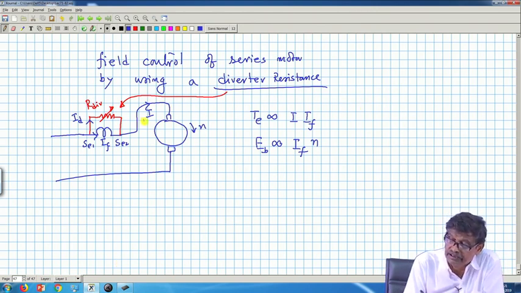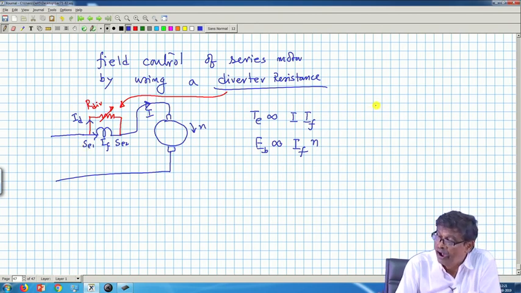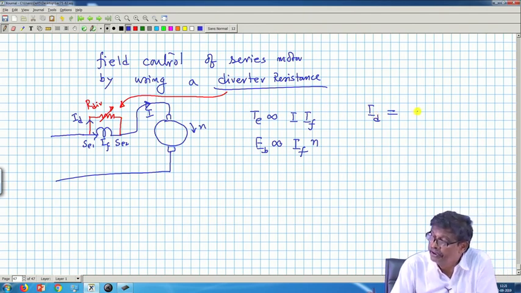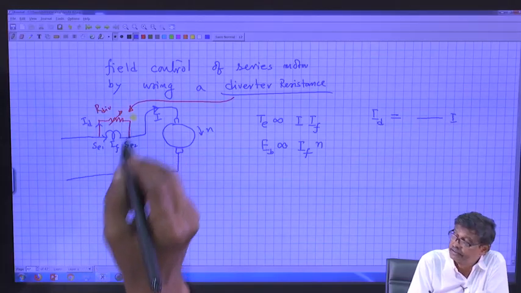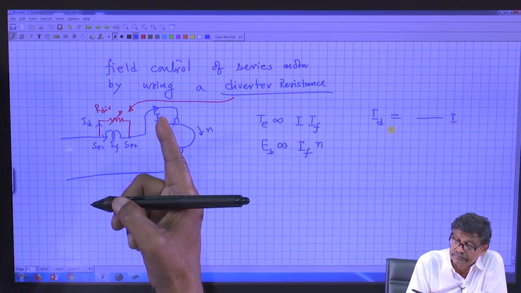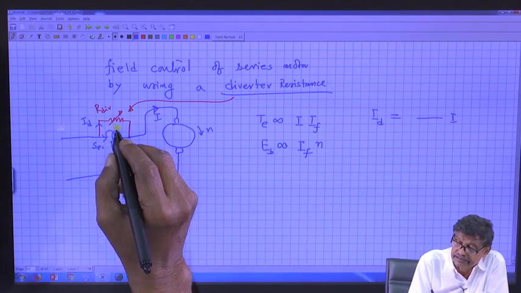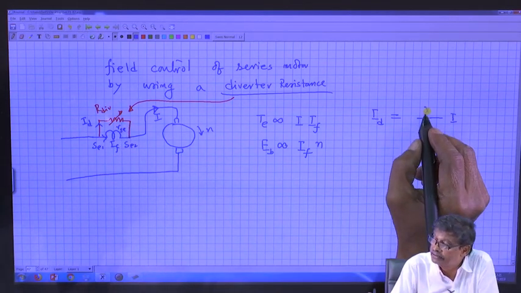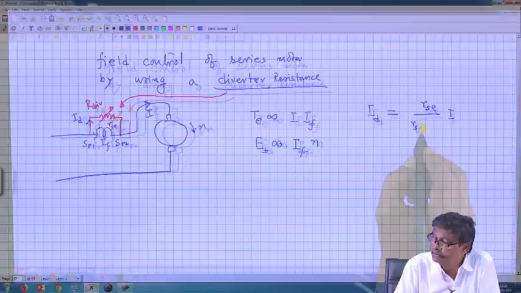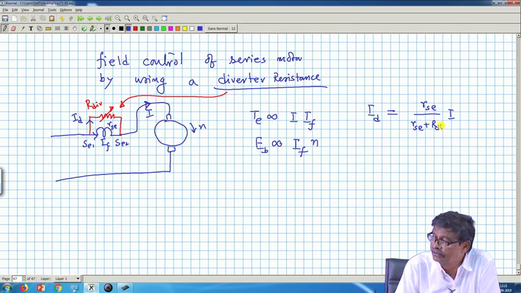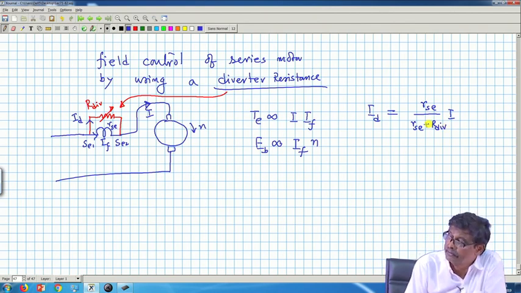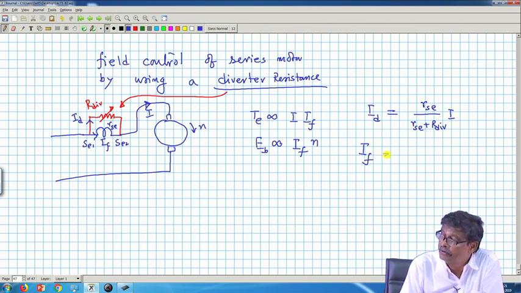It will be related: if this total current is I, then ID, this diverter resistance current, will be total current into RAC divided by RAC plus R diverter, that is also a small resistance with high current rating, and your IF will be equal to R diverter divided by the sum of these resistances.